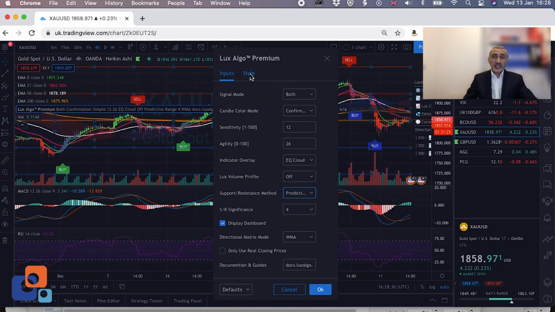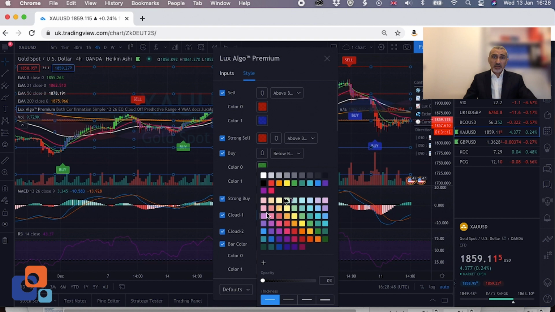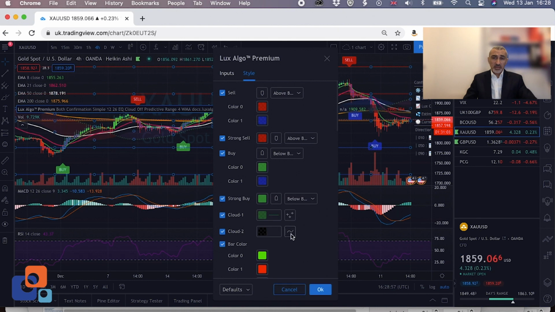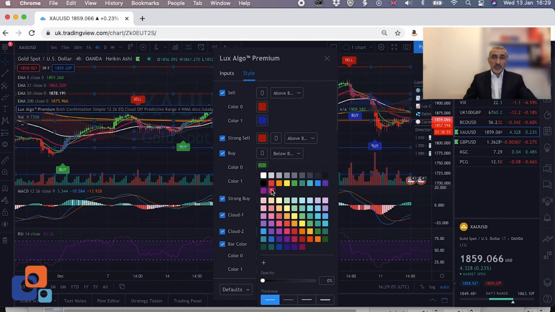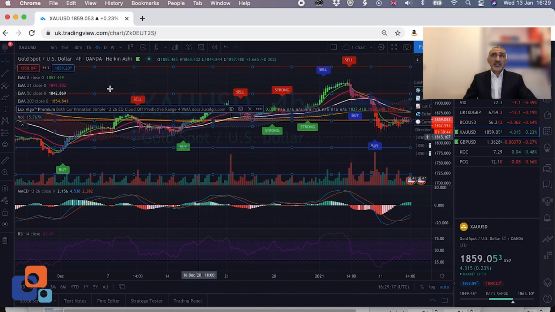I also want to see the cloud. So I will change this in style. I go to cloud 1, change it to crosses, and I will change the color to green, and I will make it 50% just to be able to see it. And then I'll go to cloud 2. I'll also change to crosses and make it pink and 50%. This way our chart is set up.